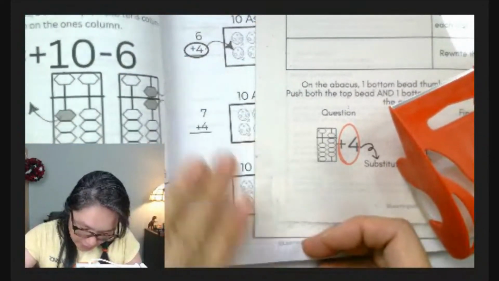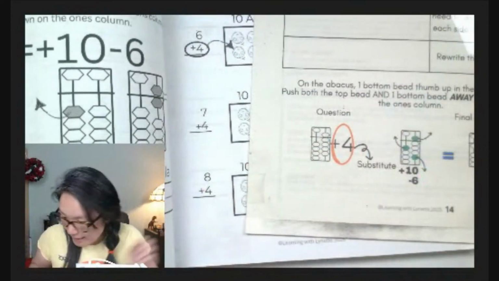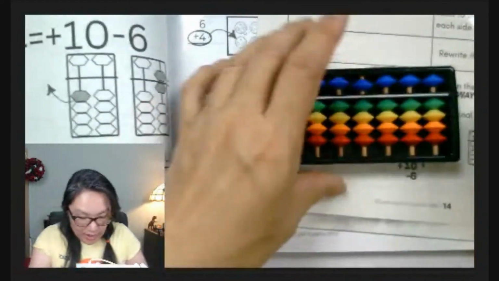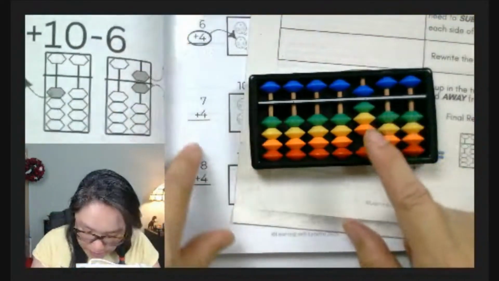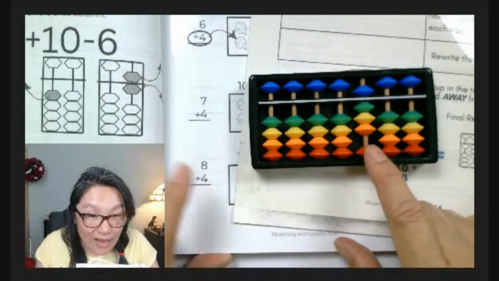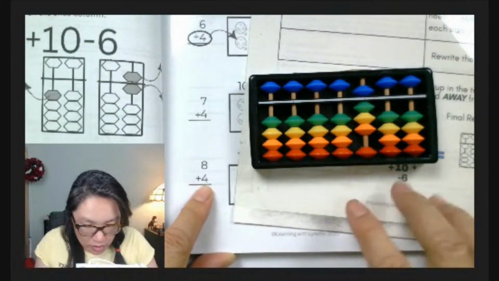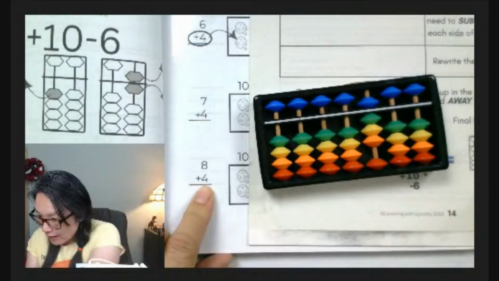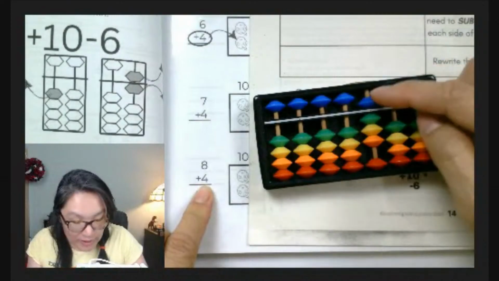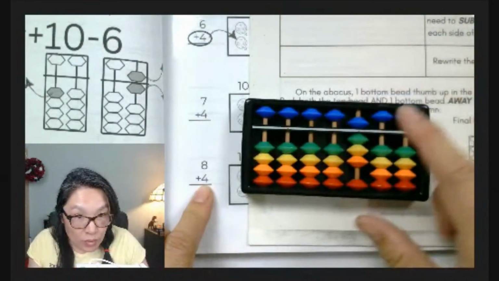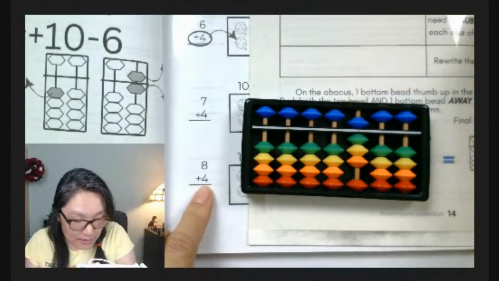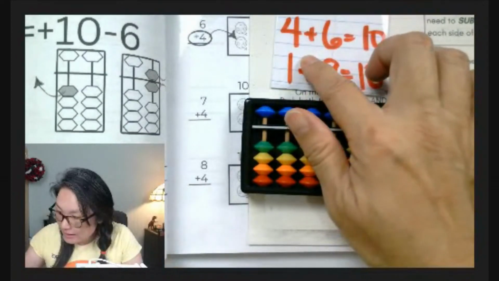So what we're going to do is 8 on the abacus. We have 8 on the abacus, and then we add the 4. When we add the 4, can we do it? No, we can't. Can we add the 5? No, we can't. So what can we do? Well, we can add the 10. But if you notice, the 10 looks like this.